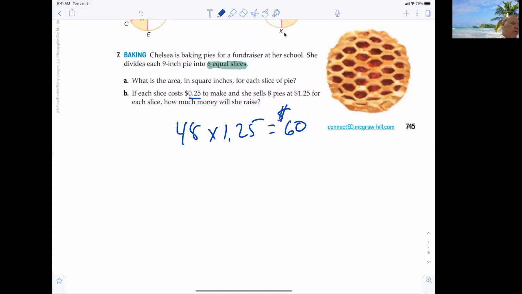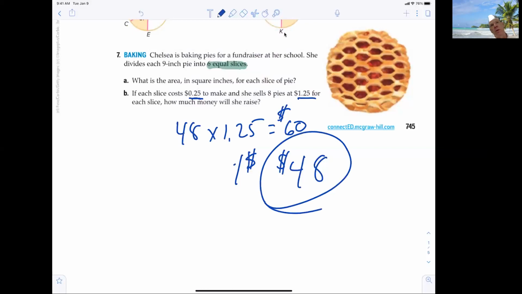Well, I should have not even done that. If each slice costs 25 cents, then she sells it for $1.25. She's going to make what? $1 per slice, right? And you said there were how many slices? 48, right? So she makes 48 bucks. You agree with that? All right, someone else.